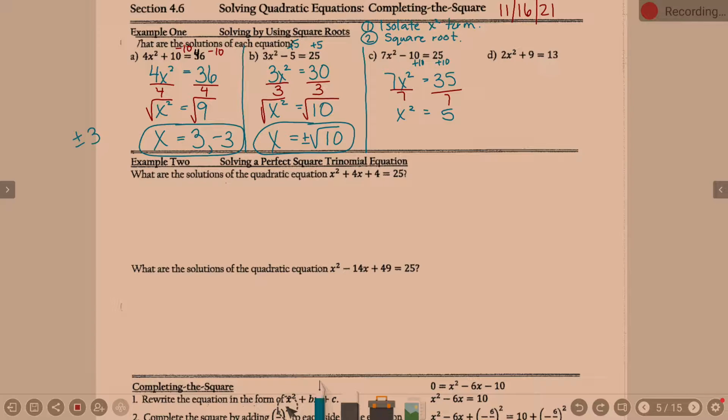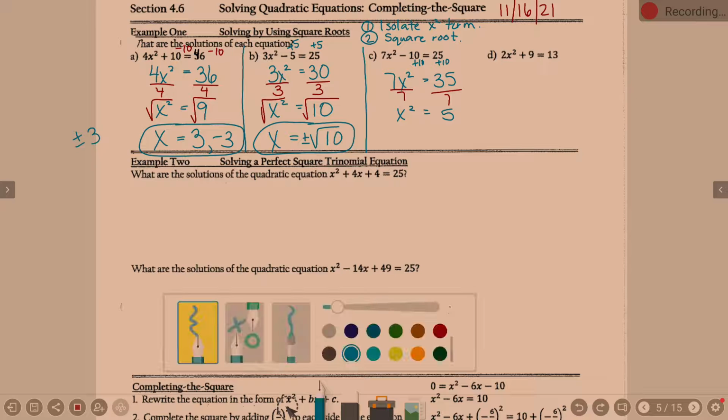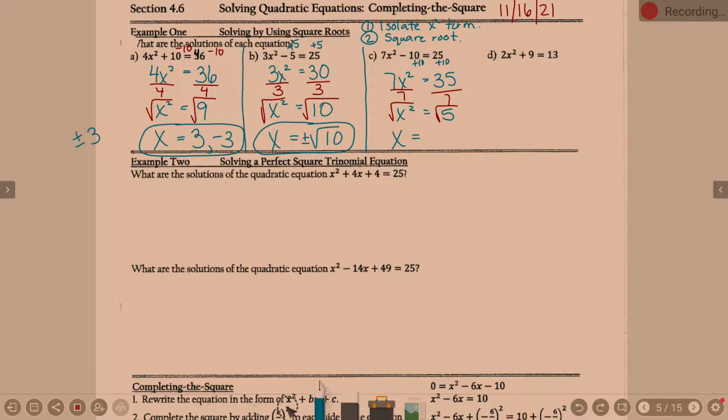I want to know what x is, so we're going to take the square root. What is the square root of 5? Your calculator's going to tell you 2 point something, but we just want to say square root of 5. So what is my answer here? X equals plus or minus the square root of 5.